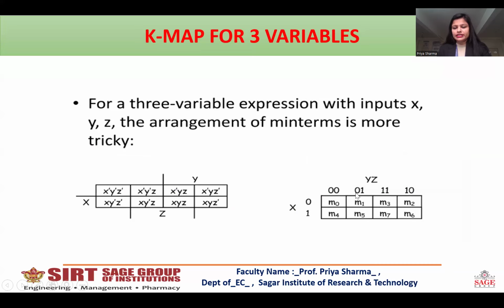From 0 0, it is 0 1. So this digit is changed. From 0 1 to 1 1, only this digit is changed. From 1 1 to 1 0, only this digit is changed. It follows this rule, so please make sure that you make the K-map grid accordingly. So the values will be M0, M1, M2 over here and M3, M4, M5, M6 over here, and then followed by M7.